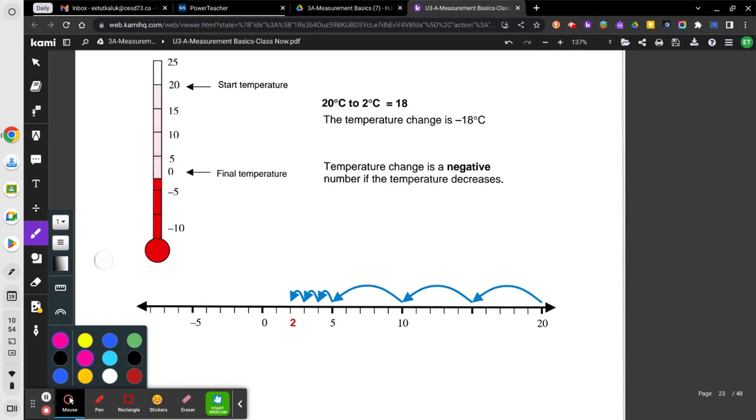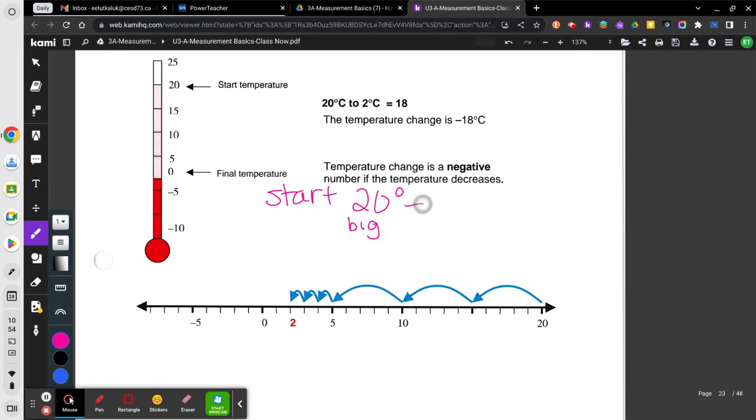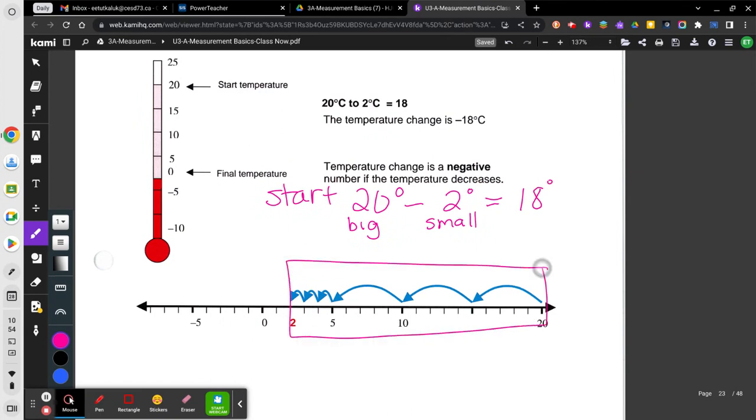So again, this one's talking about a temperature change, but this time the temperature is starting big and going small. So it's saying you start at 20 degrees and you end at 2 degrees. How much has it changed? Well, you take big number, subtract your small number. And this time the small number is a positive number. So you're just literally subtracting, and that'll give you a positive 18 degrees. That's how they get 18 degree difference on their actual diagram.